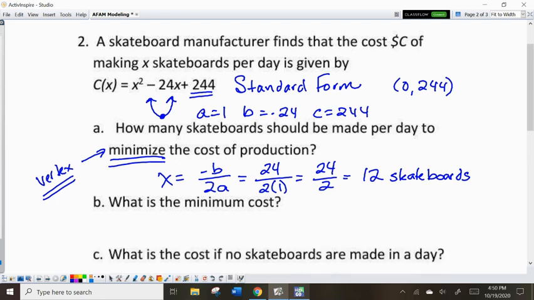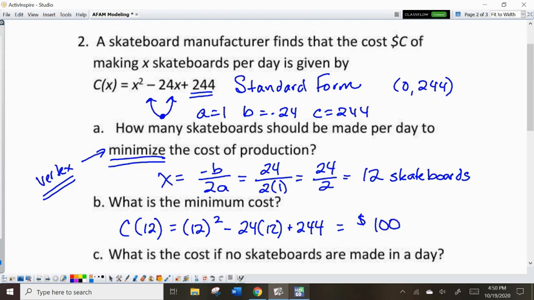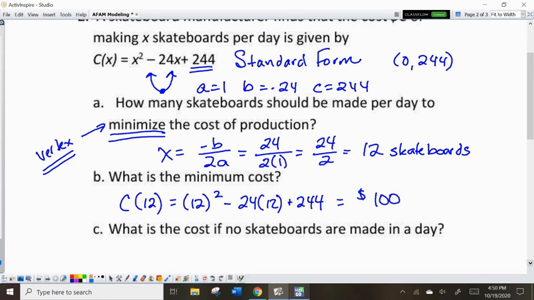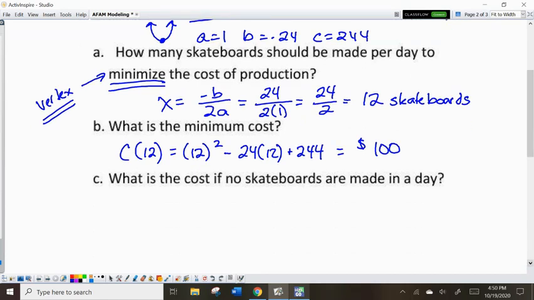Now that we know how many skateboards to make, what are the actual costs? We need to plug that x value back in to find the y coordinate of the vertex, which would be our cost. You can plug that into a calculator, into Desmos. When you simplify, we get 100, and that would be in dollars. So if we make 12 skateboards, our costs are $100, and that's as low as they can go.